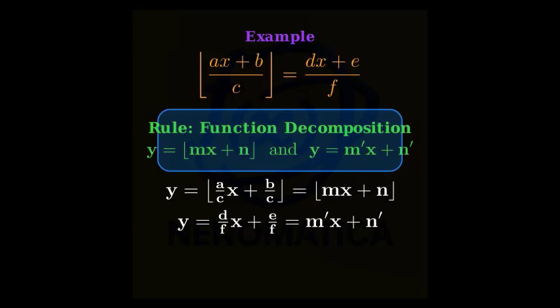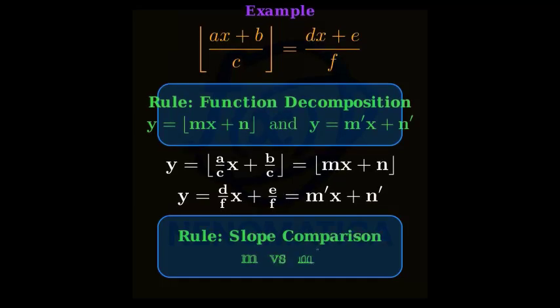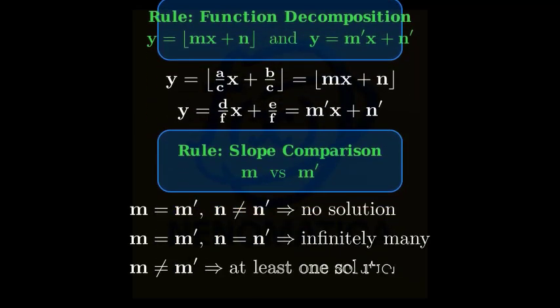Step 2. Compare the slopes m and m'. If the slopes are equal but the constants differ, there is no solution. If both slope and constant match, there are infinitely many solutions. Otherwise, if m is not equal to m', at least one solution exists, and possibly more.